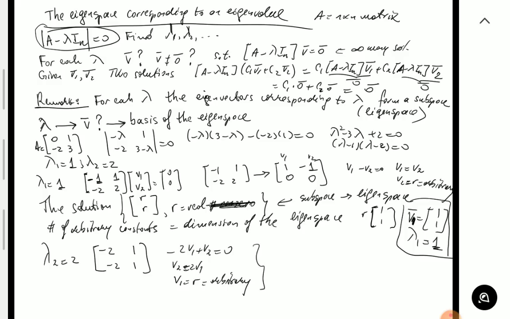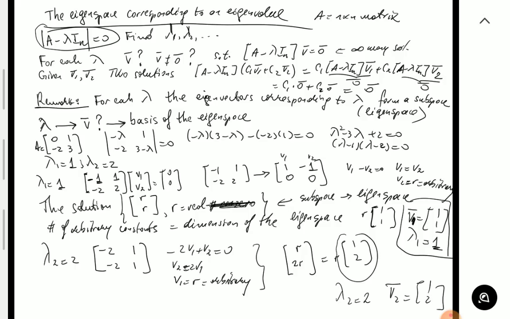So how does the eigenspace look? It is made of all the vectors of the form (r, 2r), and again just only one arbitrary constant, so therefore the dimension is 1, and the basis of the eigenspace is given by (1, 2), right? So therefore corresponding to lambda 2 equals 2, the basis of the eigenspace is (1, 2).